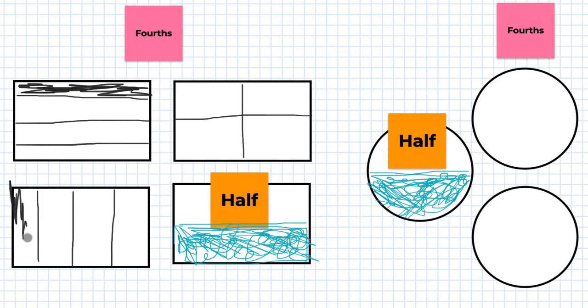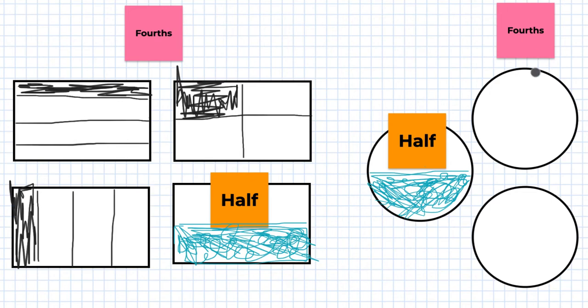Now I'm going to shade 1/4 of the shape, and I want you to think, is 1/4 larger or smaller than 1/2? How does it compare? So if you said that 1/4 is smaller, you are correct. So both 1/3 and 1/4 are smaller than 1/2.